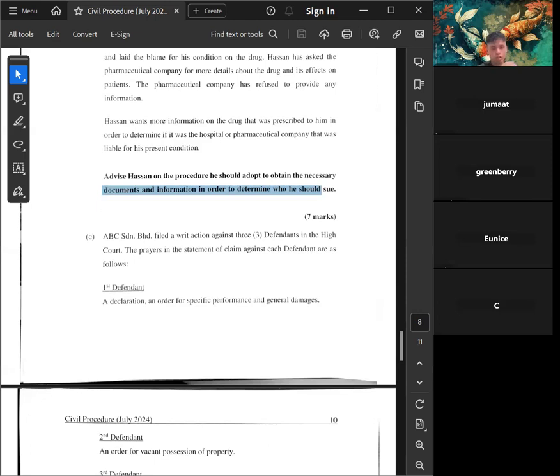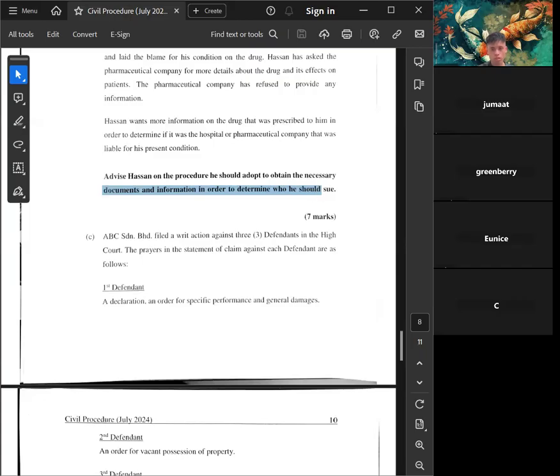In this case, the court held that you cannot apply for discovery against a stranger unless you want to know the identity of the stranger. Now, based on the fact that he wants to know who he should sue, therefore, Order 24 Rule 7A applies.